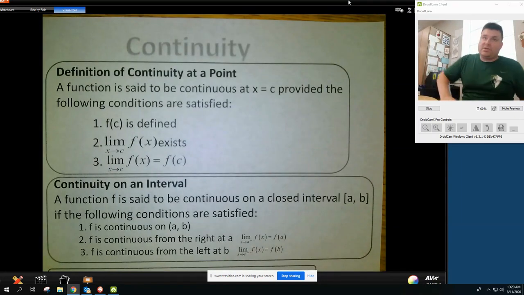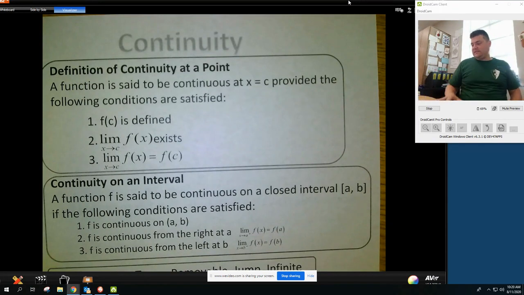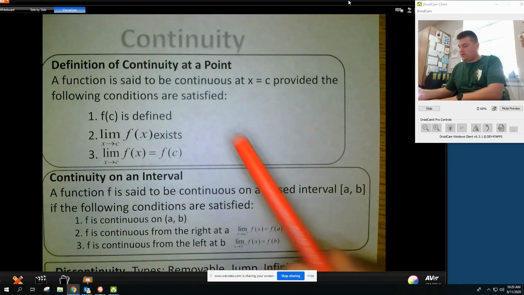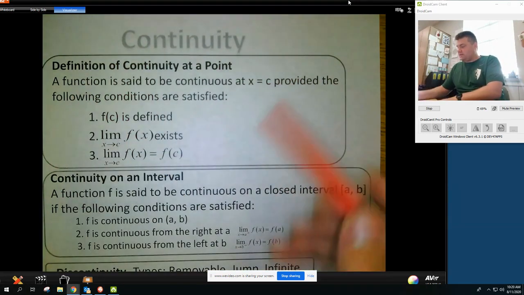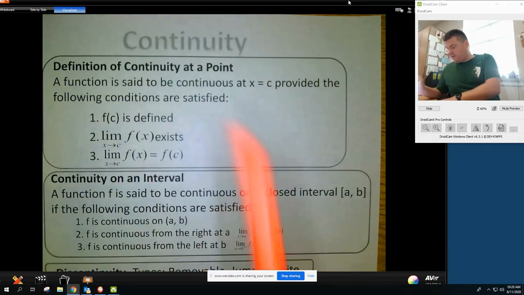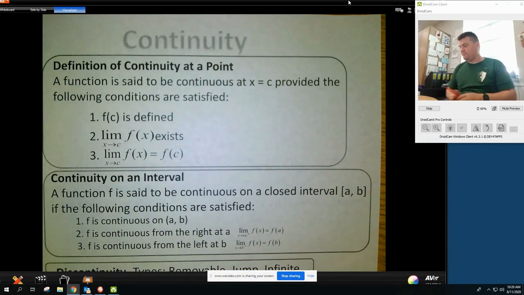Okay, we're going to be talking about continuity in this video. Very important concept in calculus. So what is the definition of continuity? Well, here's the technical definition. A function is continuous at a point c provided the following conditions are met: the point is defined, the limit at that point exists, and those values are the same.